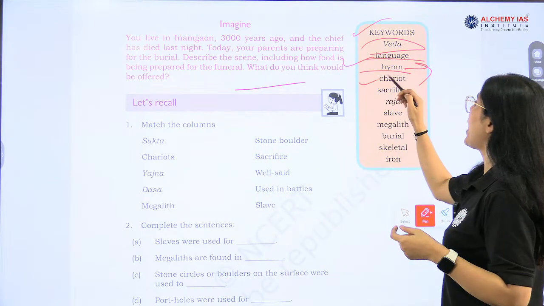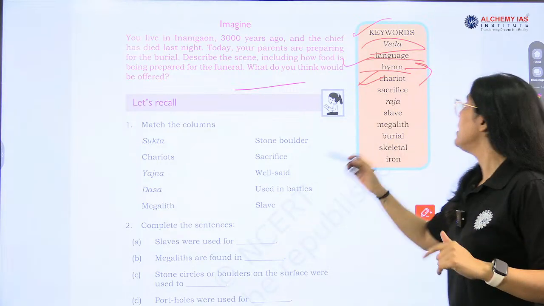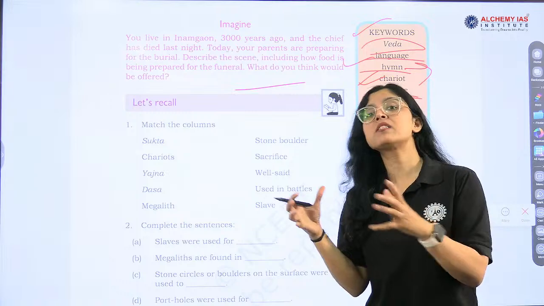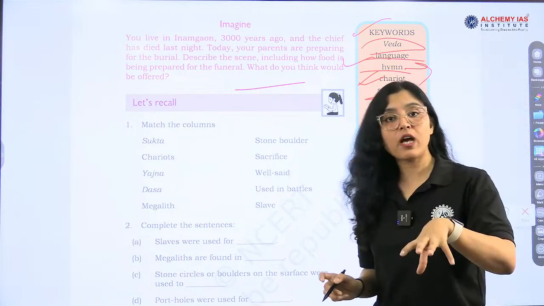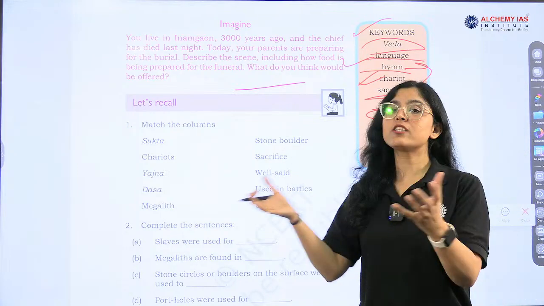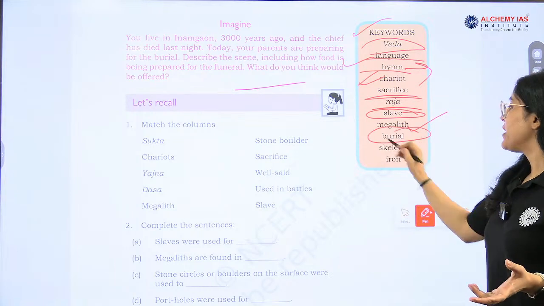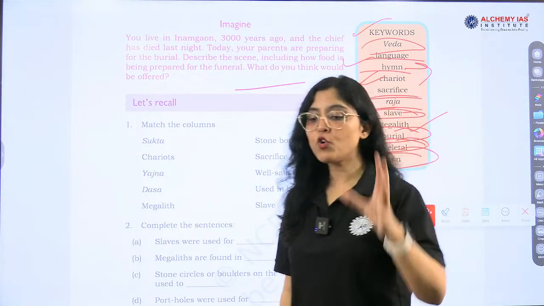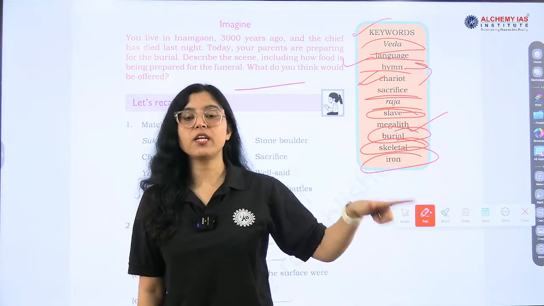Chariot. What was the purpose of chariot? What was the purpose of horses? Next is sacrifices. Who were the people performing the sacrifices, and for what purpose? Next is Raja. What was the role of Raja? Right? Slave. How did these people get slaves? Right? Next is, what is megalithic culture? Burial, skeletal and iron. Who were the people who knew about iron technology?